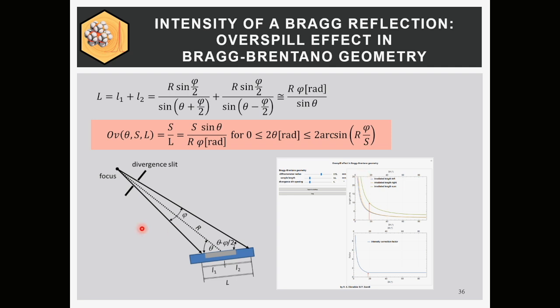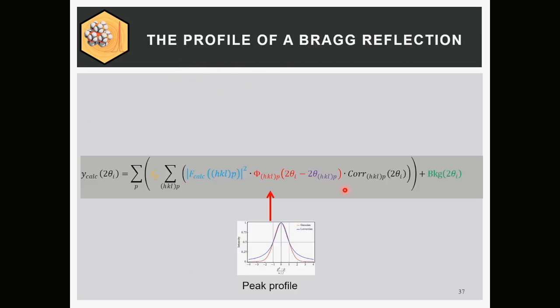And you see the function gets more complicated if the beam is divergent. So there are a couple of sine functions in it.